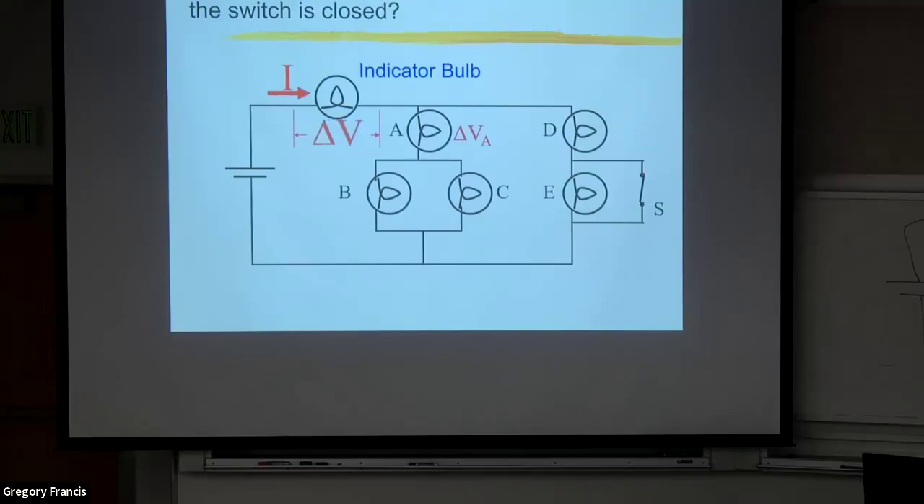Remember, it's got to be 12 volts from one side of the battery to the other side of the battery through any path. That means the voltage across the indicator plus the voltage across A plus the voltage across B has to be 12 volts. So if the indicator gets brighter, A has to get dimmer. And B and C each get half the current through A, so if A gets dimmer, they each get dimmer as well. See if your neighbor understood the answer to that pizza problem.